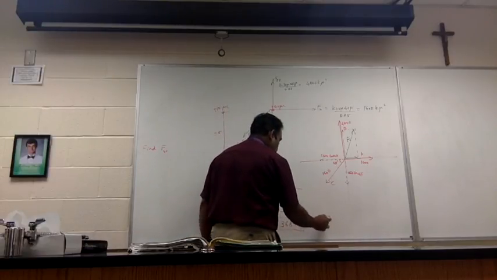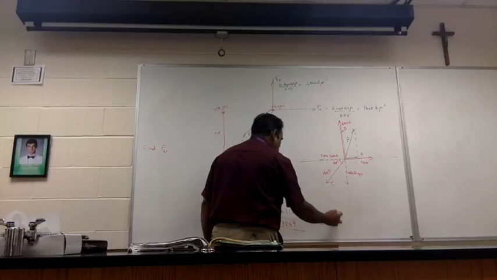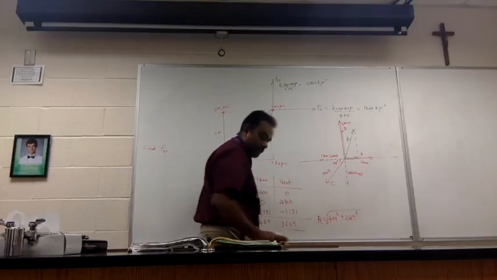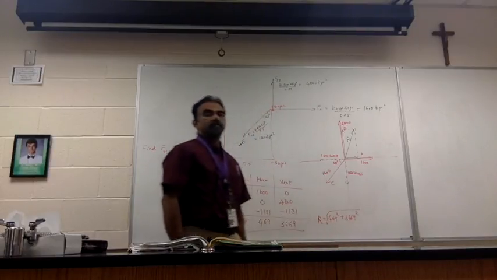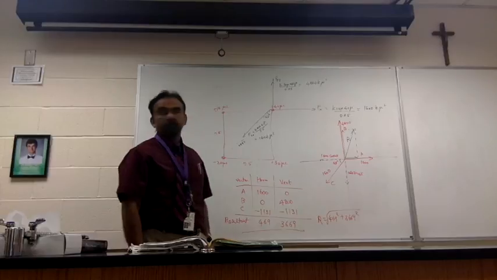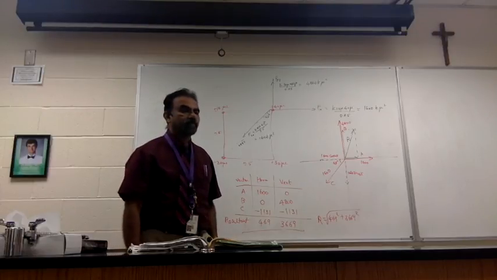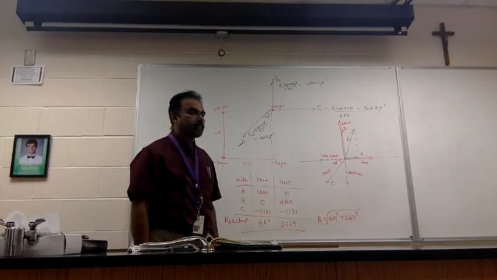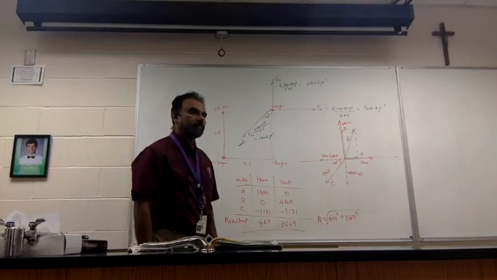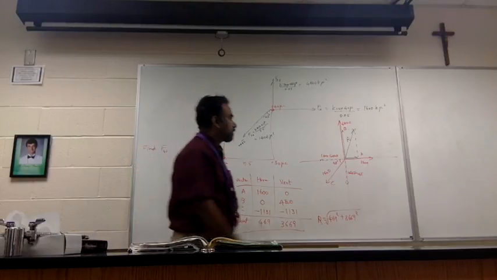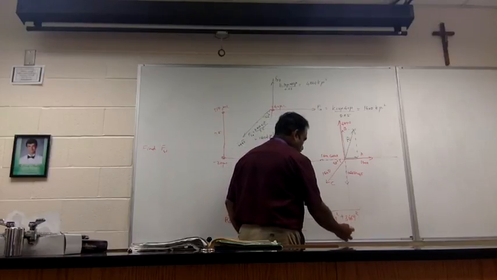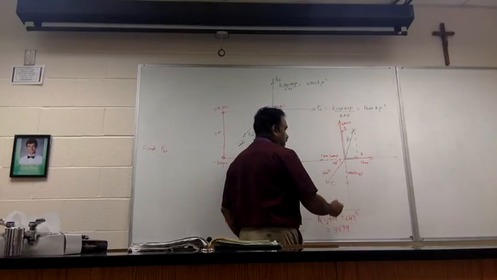Pythagorean theorem. So our resultant is the square root of 469 squared plus 3,669 squared, and how much is that? You get it? How much is the result? I get 3,698.6. Okay, 3,699 is the result.